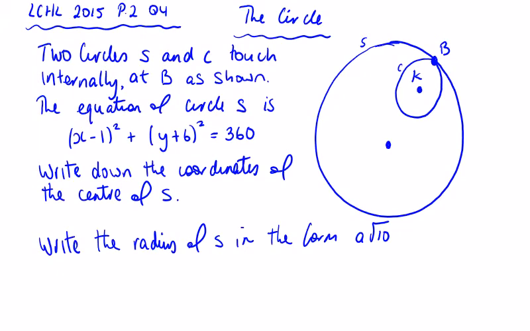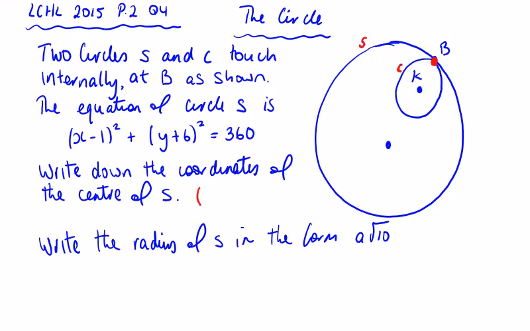Leaving Cert Higher Level 2015 Paper 2 Question 4 is a circle question. You're given this diagram, circle S, the big one, and circle C, the small one, and you're told they touch at B internally, as shown. The equation of S is (x − 1)² + (y + 6)² = 360. Write down the coordinates of the center of S.